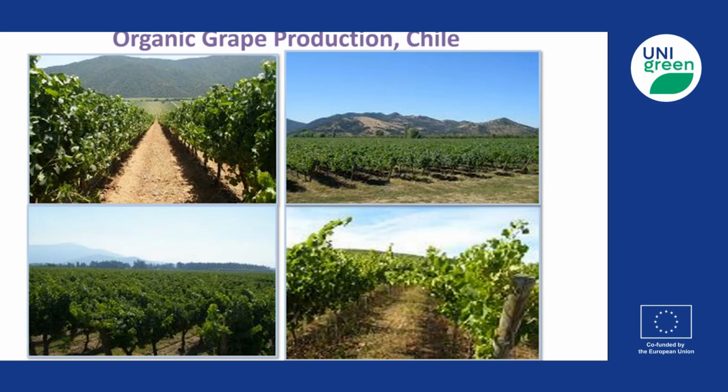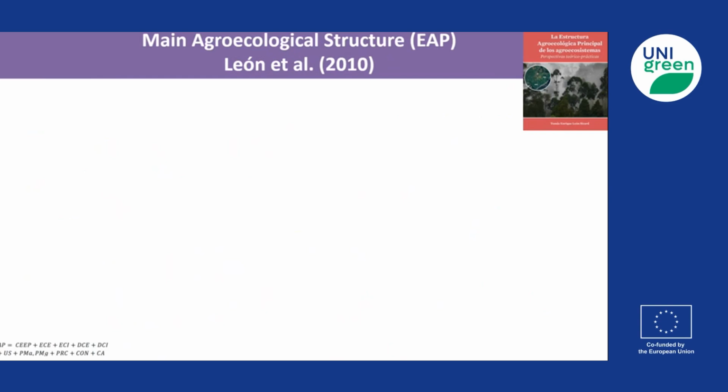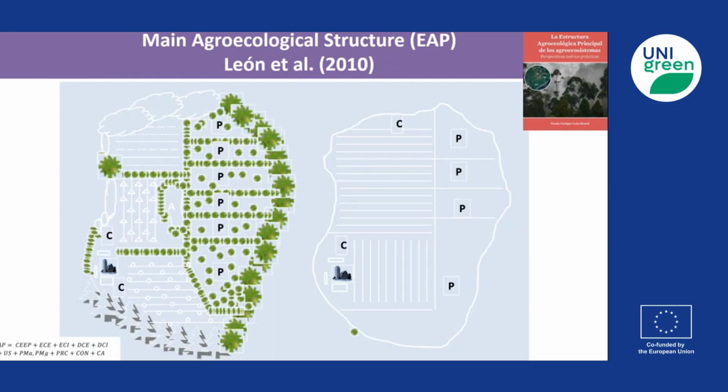In my particular case, I have to say that we don't design the farm just to control pests. So we need to think with a more holistic approach. The idea is to prevent colonization of pests, increase stability, and promote biological control. And one indicator that we use when we start this kind of research is the agroecological structure of the farm. Do we have diversity, even if it is organic, and how do we achieve it?